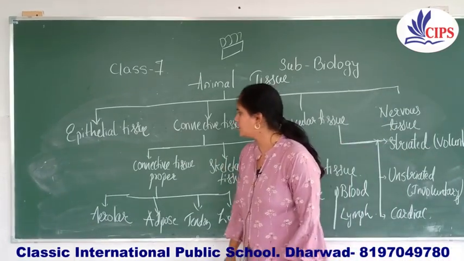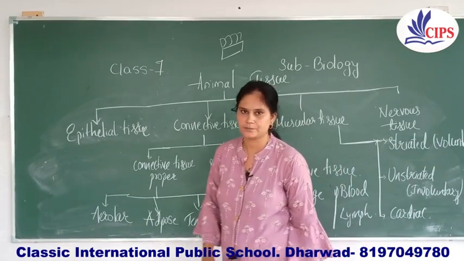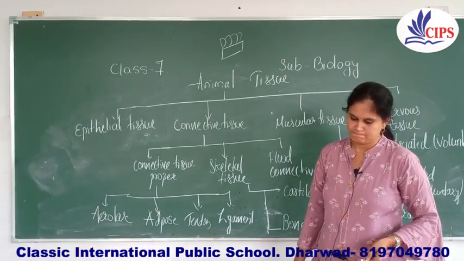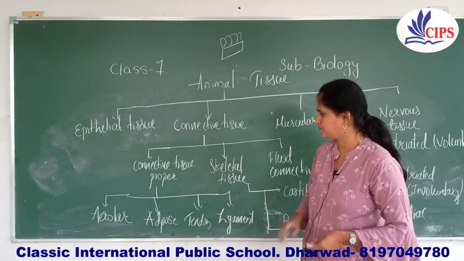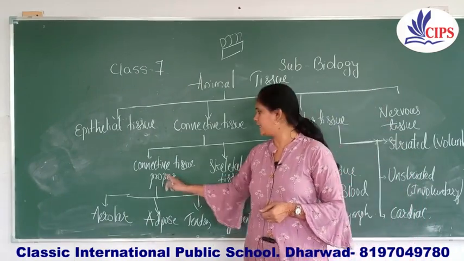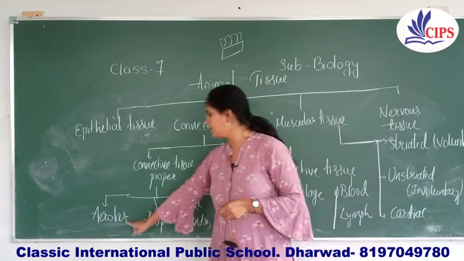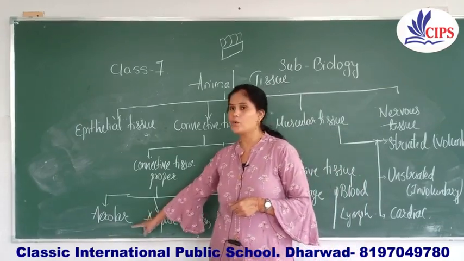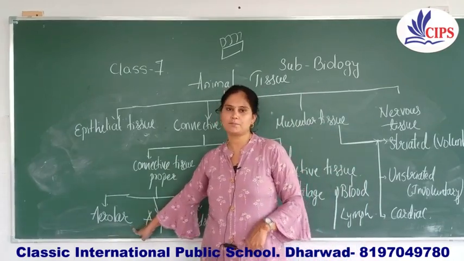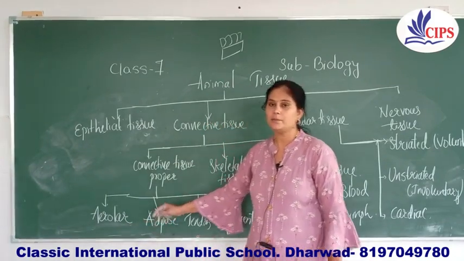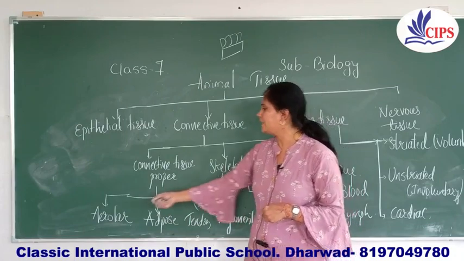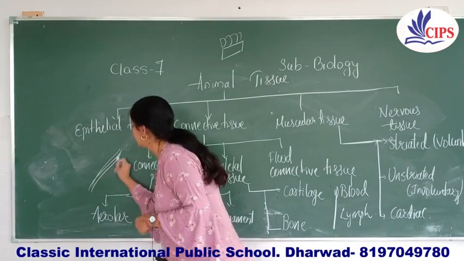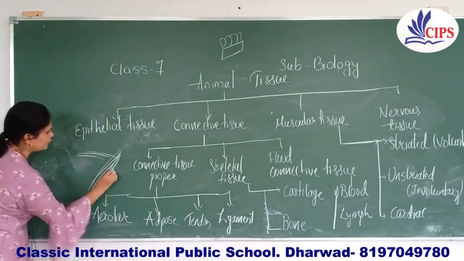Now let us see the connective tissue proper. In connective tissue proper, there is areolar connective tissue. The areolar connective tissue is the most abundant connective tissue present in our body. It is usually present under the skin, and these tissues have fibers like this one. These have fibers.